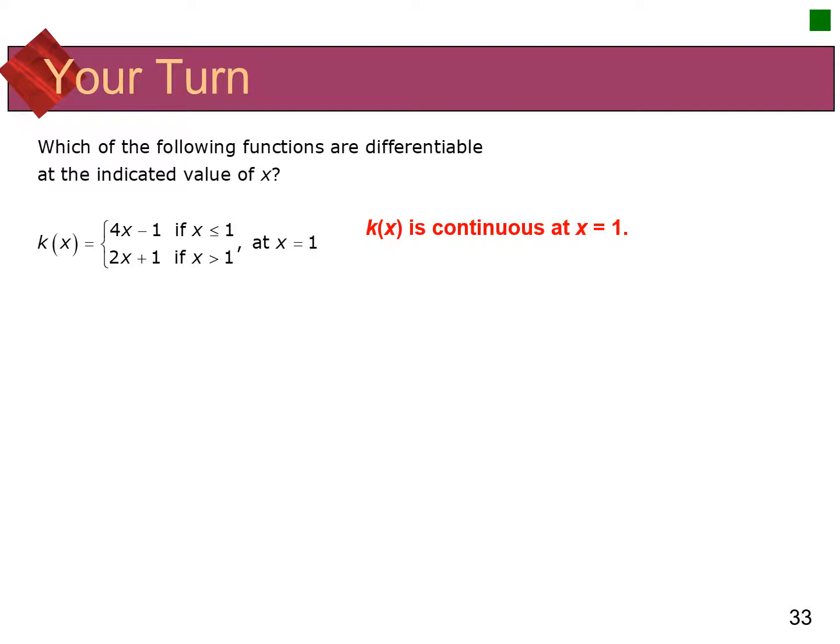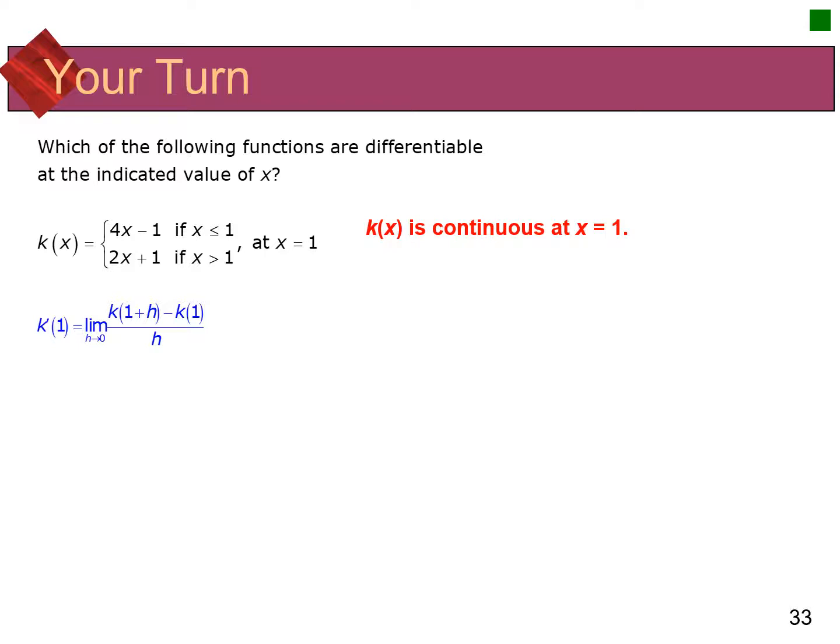However, since I do have two different formulas telling me how k of x is calculated, I can still have a corner point. So I want to see if I do in fact have a corner point. Now when I define k prime of 1, I'm going to be doing the limit as h goes to 0 of k of 1 plus h minus k of 1 over h. The issue I have with this is that I don't know which formula I'm going to be using, and it does matter which formula I use.